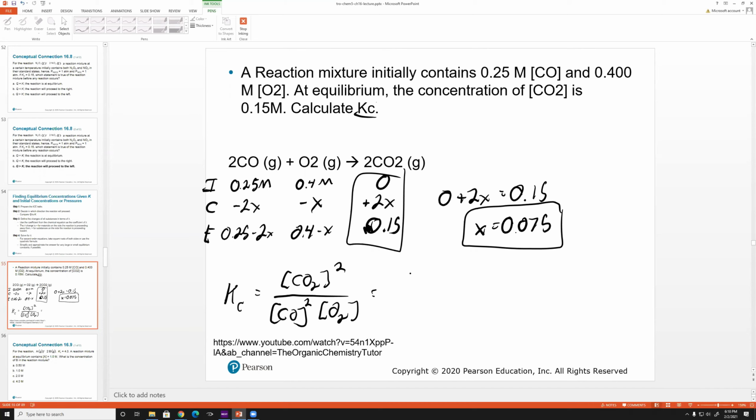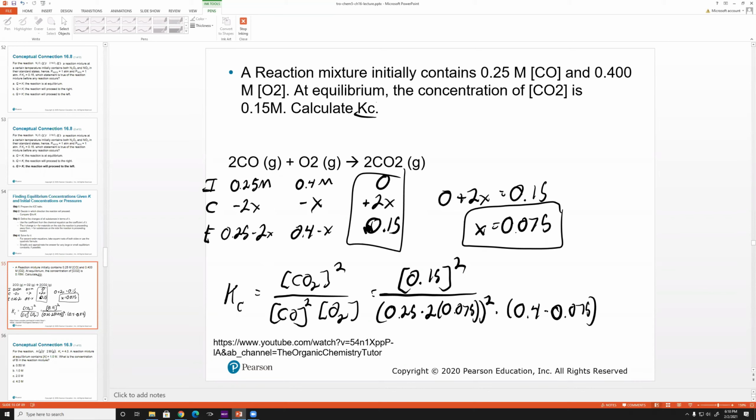Now this is going to equal CO2, which is 0.15 squared, over the CO squared, which is 0.25 minus 2 times x, which is 0.075, all of that squared, times the O2 concentration, which is 0.4 minus x, which is 0.075. So this is a lot to put in your calculator, but make sure to do it step by step, and you'll get the right answer for Kc. We're not going to go through the calculations here since this is a review video, but basically that is how you do an ICE table.